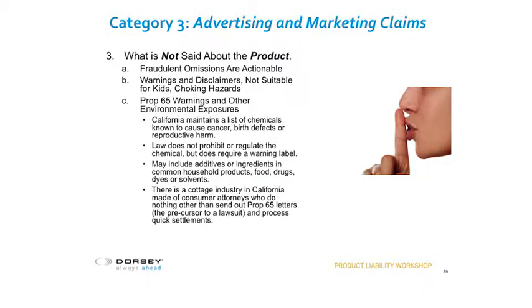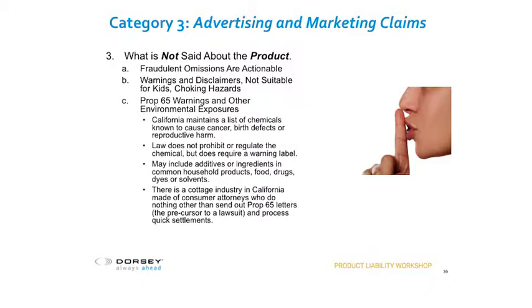What is not said about the product is also a very important consideration: omissions. Again, the failure to warn about a product that it might not be suitable for children can not only be a product liability claim if injury actually occurs, but it can be essentially a false advertising and marketing claim by virtue of the omission. And here, of course, we have to emphasize Prop 65 in California. Show of hands, anyone here familiar with Prop 65 in California?